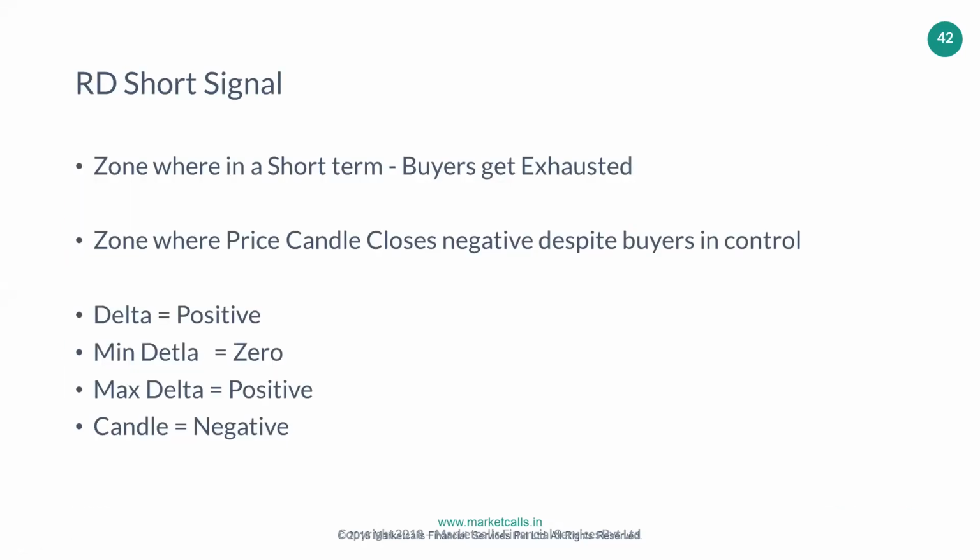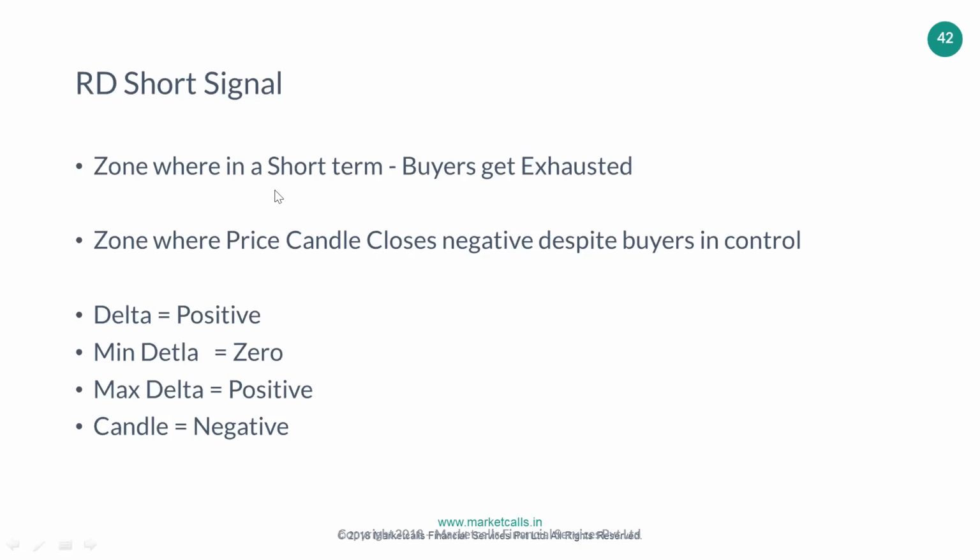In an R delta short, it is one way where buyers are getting exhausted. It is a zone where the candle closes negative despite buyers being in control. If you look at the delta perspective, the delta value is positive right from the start. That is why the minimum delta is 0 and the maximum delta is always positive. Minimum delta is 0 means right from the start of the candle the delta is positive, but despite that, the candle closed negative. That is one way momentum exhaustion occurs in the markets.